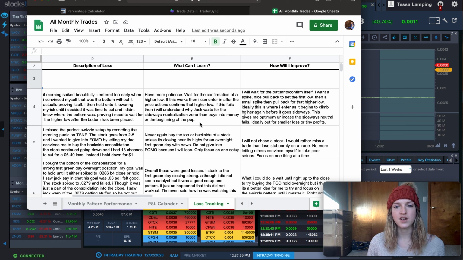If this works, then I can enter after the price action confirms that higher low. If this fails, then I will understand why Jack waits for the sideways neutralization zone, then buys into money or the beginning of the pop.